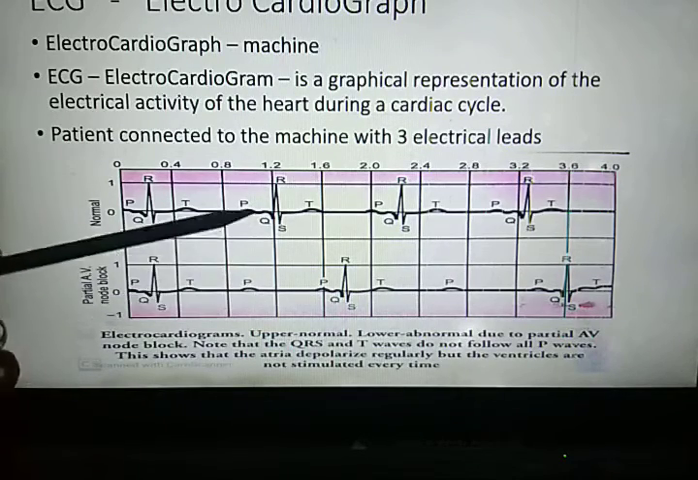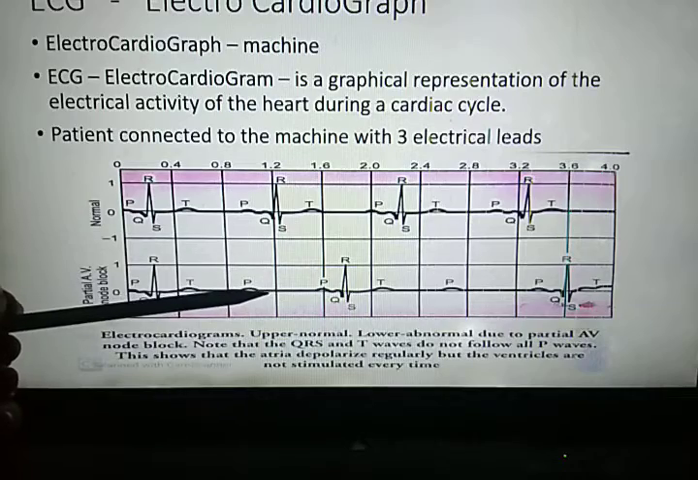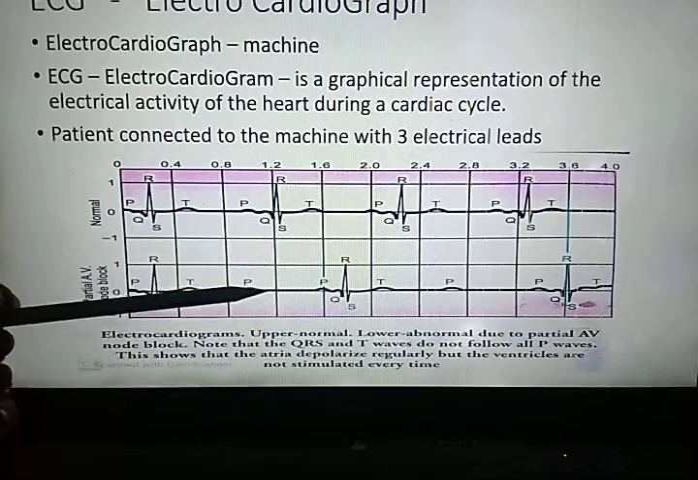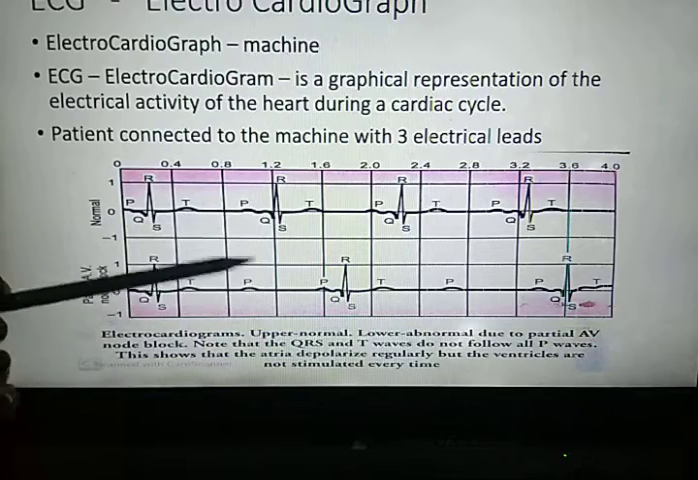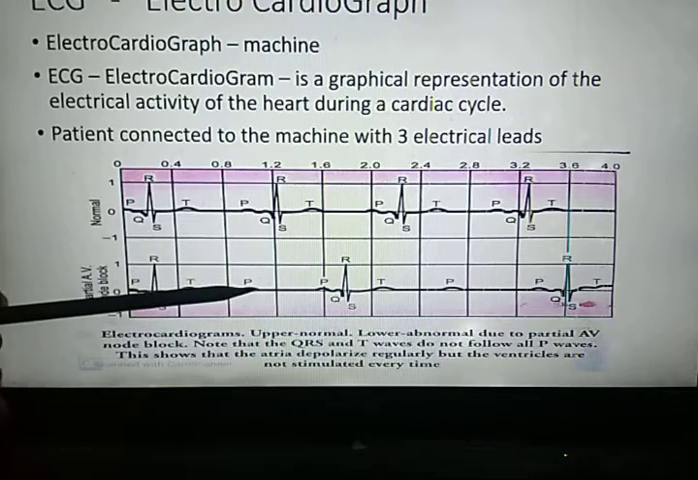So with this we came to know that the person is having blockage in the heart. So that's why ECG is of great significance in the medical field in treating heart diseases.